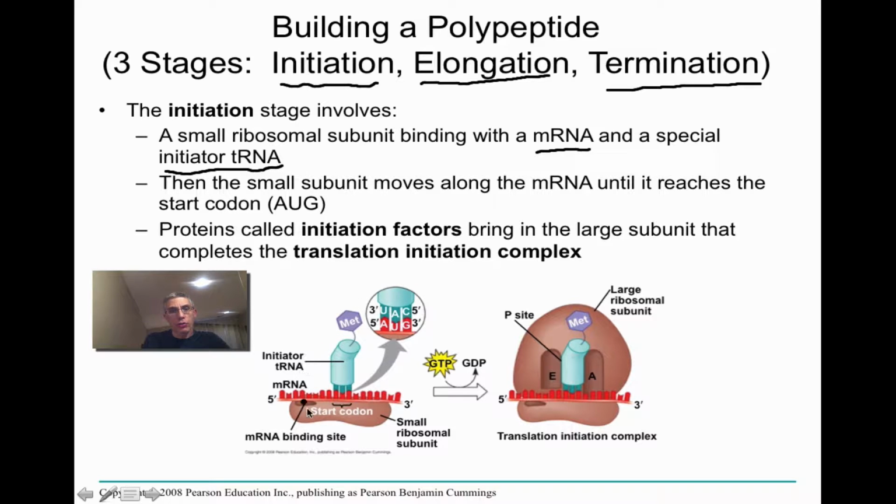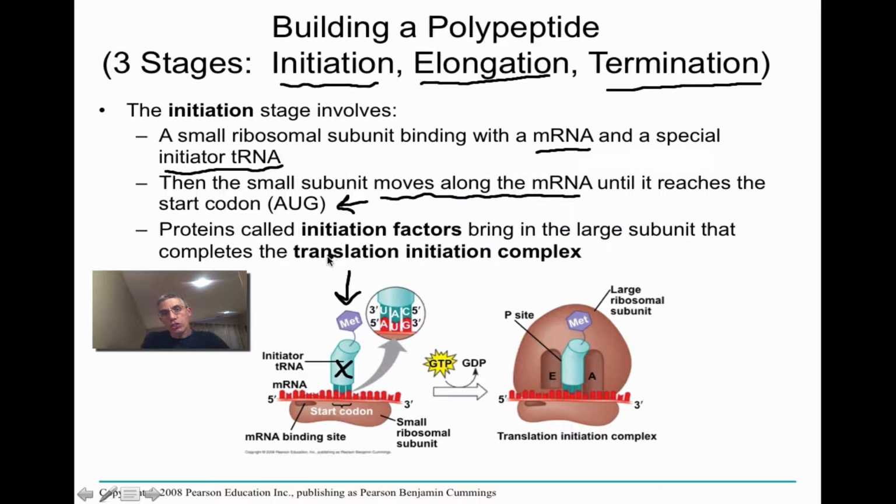And so down here towards the bottom, again, you can see that small subunit right here, and the messenger RNA is going to be bound to that small subunit, and as we had said, there's going to be a very special initiator transfer RNA that's going to be represented right here. Then what's going to happen is the small subunit is going to move along the messenger RNA, and it's going to do this until it actually reaches the start codon, which is identified with AUG. And it actually has a very special amino acid called methionine.